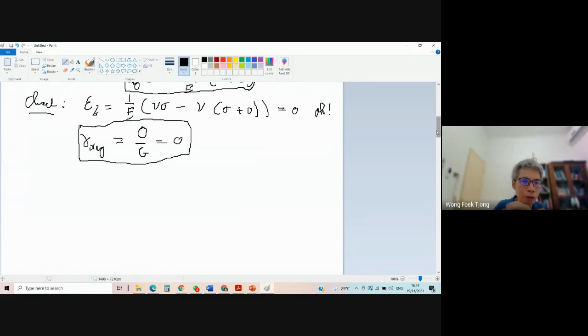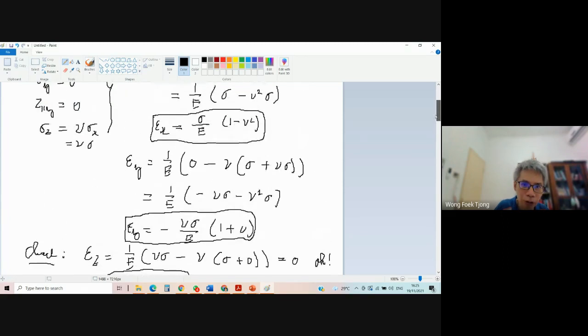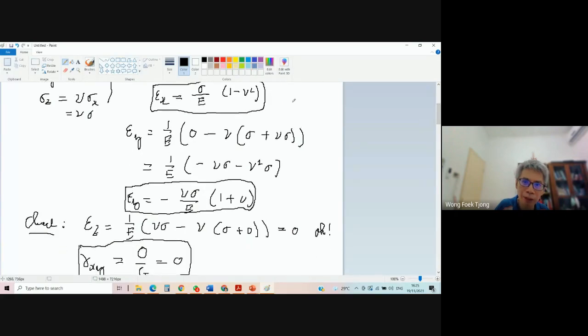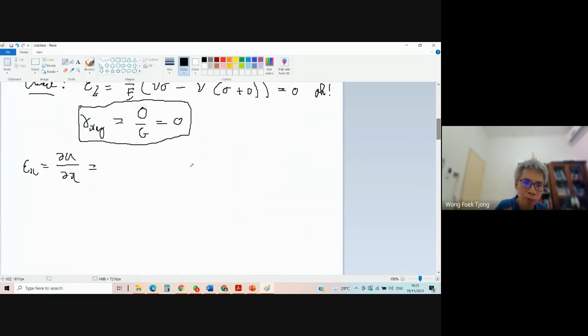We have to use what equation? Kinematic equations, displacement-strain. What is epsilon x? Epsilon x is nothing but partial u with respect to x. This is equal to what? A constant. Yes, constants. That's sigma by E, 1 minus nu square, right? We have this information. So this is a constant, a number.